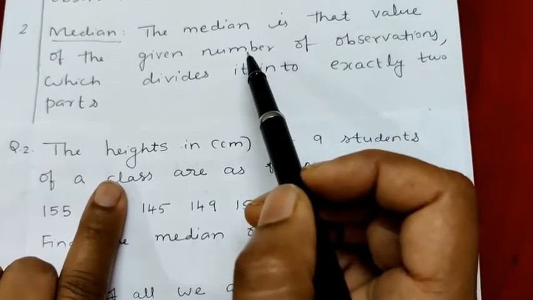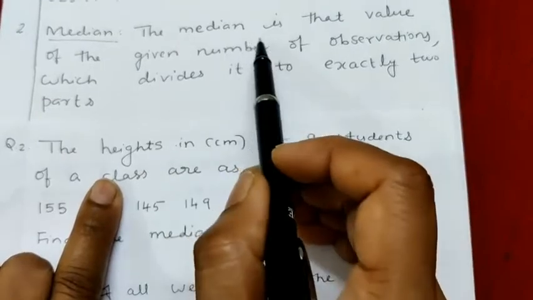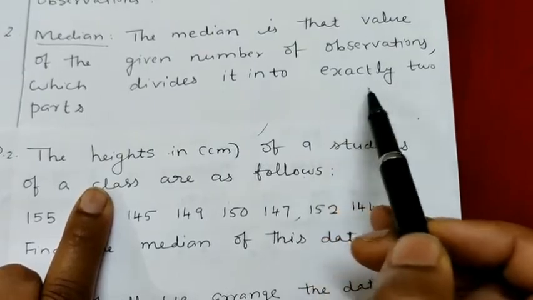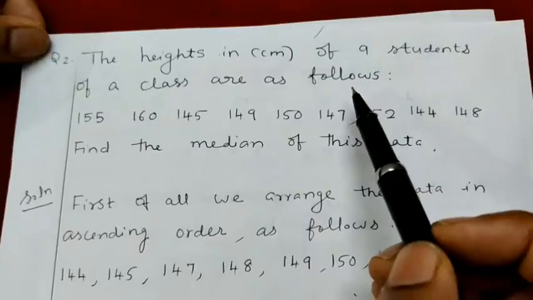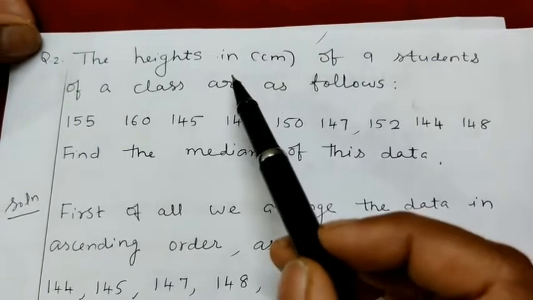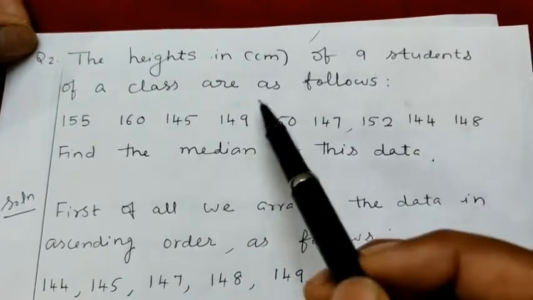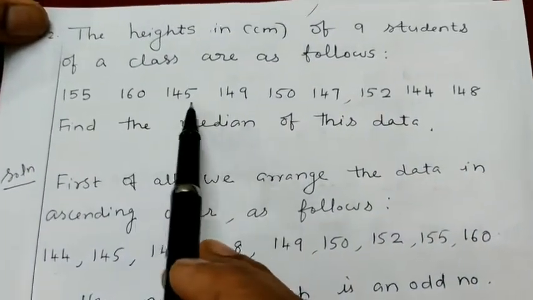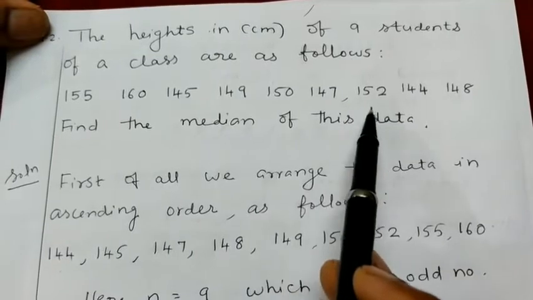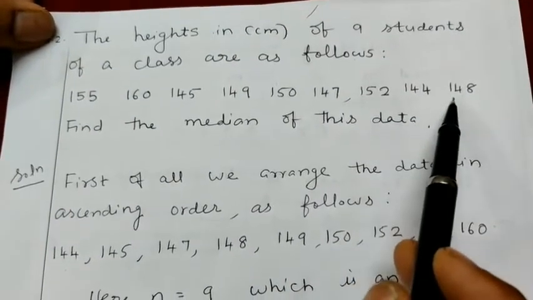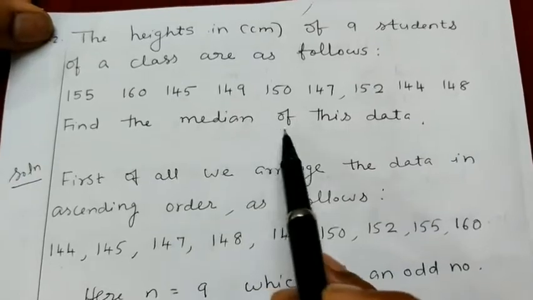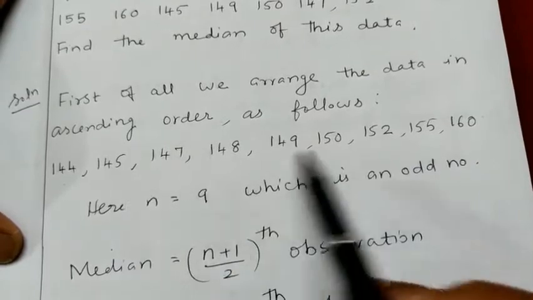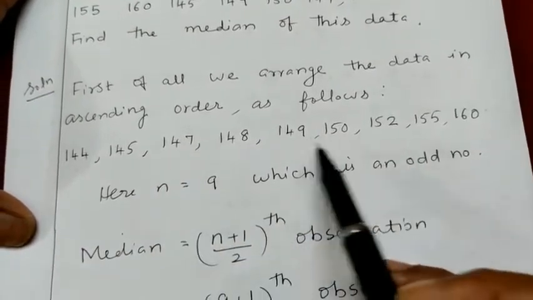Now the next measure of central tendency is median. The median is that value of the given number of observations which divides it into exactly two parts. Now let's discuss one question related to that. The heights in centimeters of 9 students of a class are as follows: 155, 160, 145, 149, 150, 147, 152, 144 and 148. Find the median of this data. First of all, we arrange the data in ascending order as follows. Here I have written this data in ascending order.